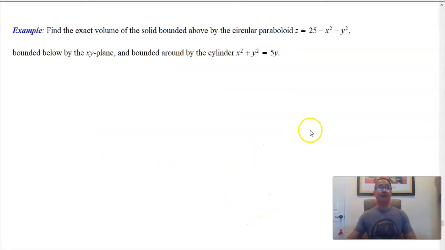Okay, last problem. We're going to start with the same circular paraboloid, again bounded below by the xy plane, but instead of that y equals 4, we're going to forget about that, and we want to be inside the cylinder x squared plus y squared equals 5y. So again, that's the polar circle, that is r equals 5 sine theta. Now we are going to see what this looks like in GeoGebra.